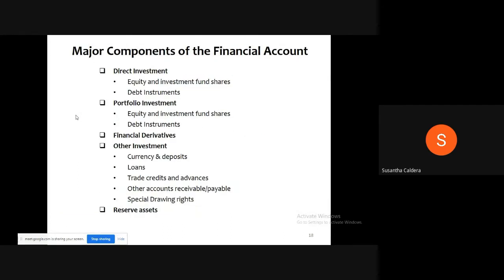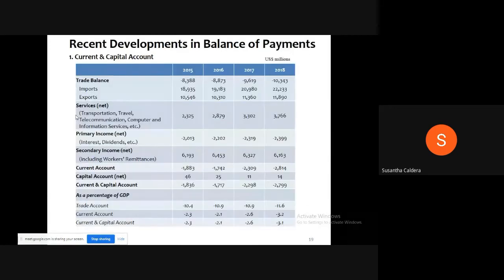Major components of the financial account are direct investments, equity and investment fund shares, debt instruments, then portfolio investments, equity and investment fund shares, debt instruments, financial derivatives, other investments, currency and deposits, loans, and so on. Those are the major components of financial accounts. Recent developments in balance of payments, that also I have given from 2015 to 2018, right?